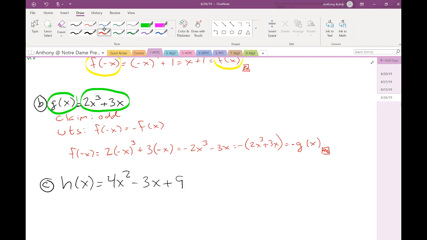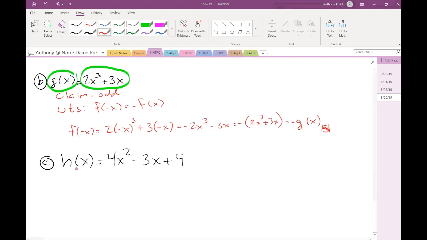All right, let's consider h of x equals 4x squared minus 3x plus 9. By the fundamental rule of math examples, we should be able to conclude that this one is going to be neither, right? Because we've done an even one, we've done an odd one. If there were 3 options, clearly the last example is going to be the last option. You don't know that, but our experience would lead us to believe that's likely the case. That's fair. So we'll claim here that this is neither.